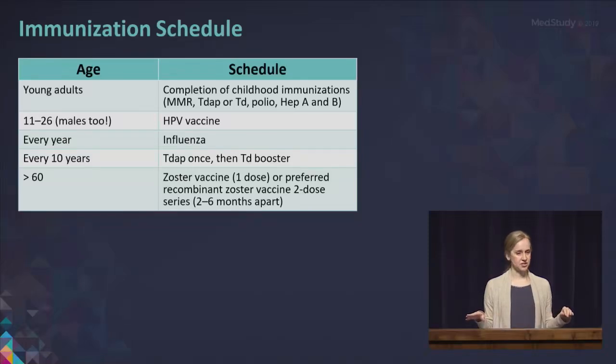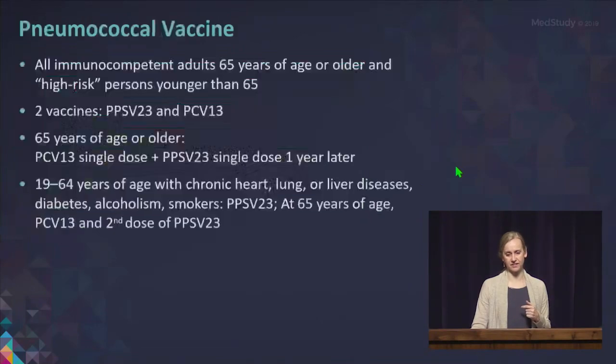Everyone needs a tetanus shot every 10 years with a Tdap replacing it once. This is especially important with the active pertussis epidemic that's going on. I know we're hearing about it all the time in Houston. And then, over 60, things start to get more complicated. So in the past, we were giving the zoster vaccine, just 1 dose over the age of 60. But now we're shifting to this recombinant zoster vaccine, which is a new thing that's 2 doses. And I'm going to talk a little bit more about how that's changed the age range for the shingles vaccine.